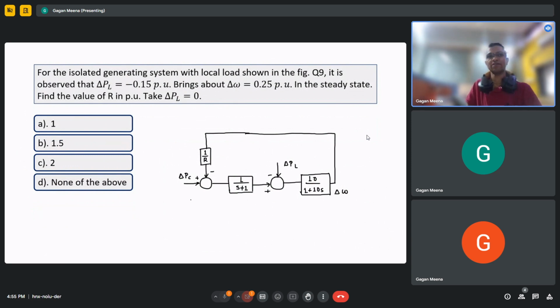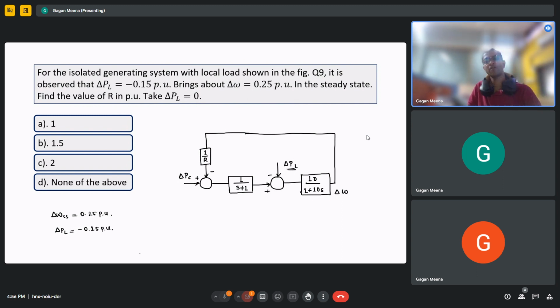Now let us move to the last 2 questions. This is the 9th and the continuation is also the 10th. So same question. This question also has 2 parts. So this is question 9. Figure for question 9. It is observed that delta PL is minus 0.15 per unit and this brings about a delta omega change in frequency of 0.25 per unit in steady state. So delta omega steady state is given as 0.25 per unit and delta PL is given as minus 0.15 per unit.